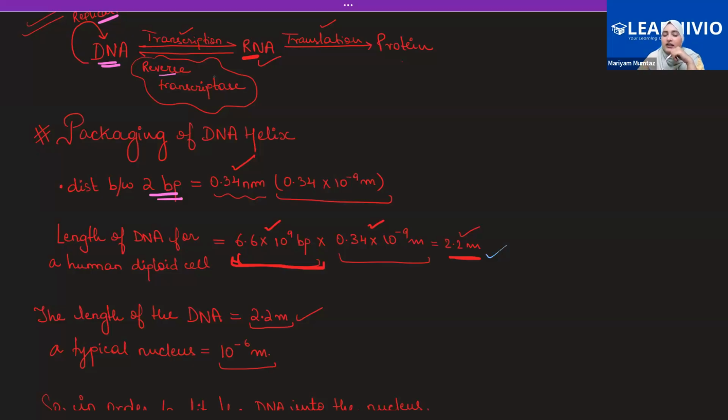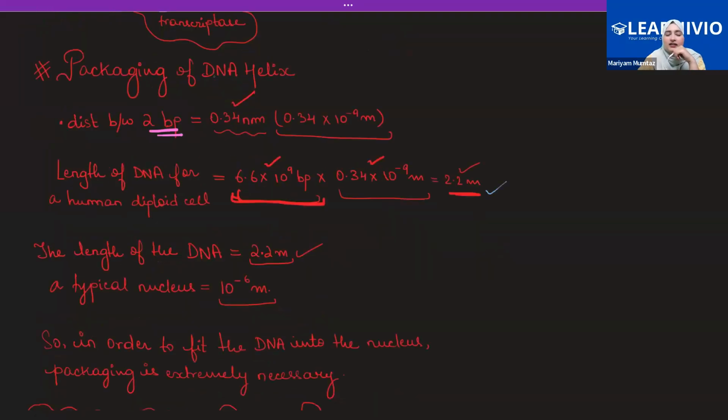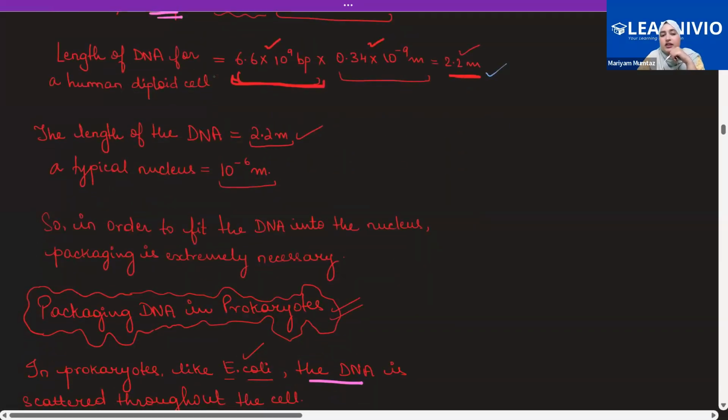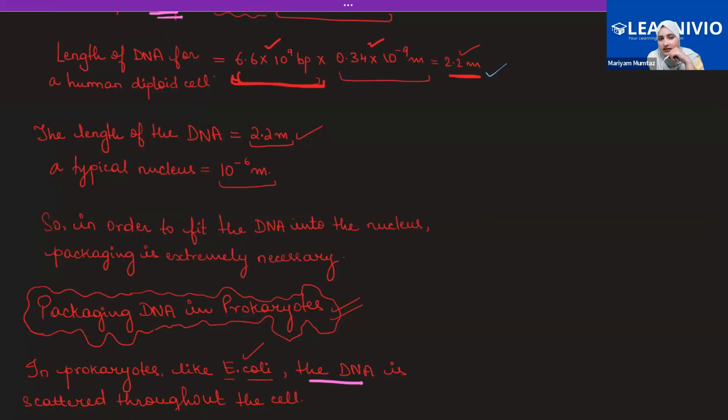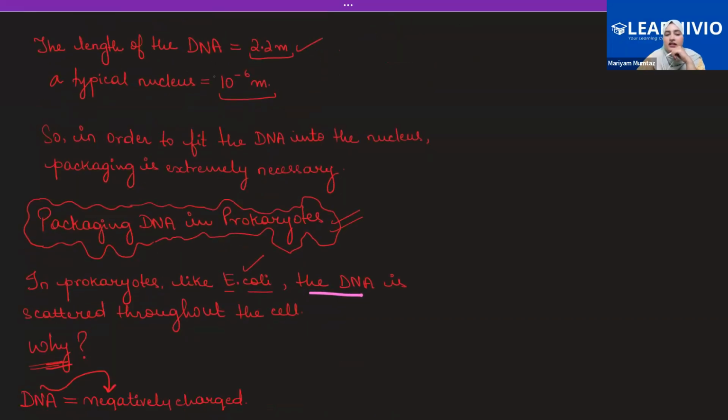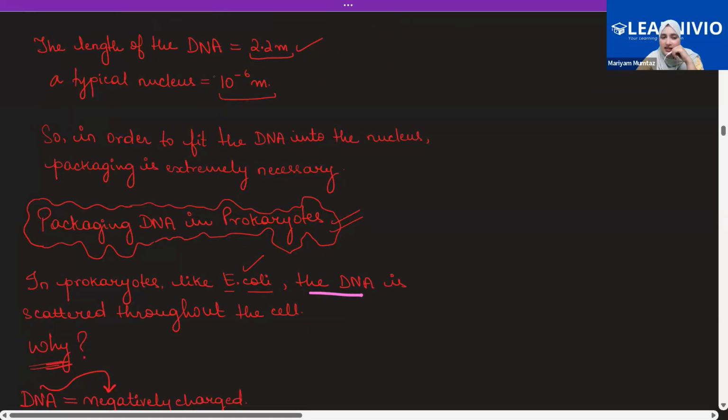Now the length of the DNA comes out to be 2.2 meters. And normally the dimension of a nucleus in which the DNA has to be is 10 to the power minus 6 meter. So how will that 2.2 meter DNA fit into that tiny nucleus? Imagine how the DNA must have been packed or smushed inside so that it can fit inside that tiny space. So in order to fit the DNA, the packaging is extremely necessary. That is why the DNA has to be packaged.